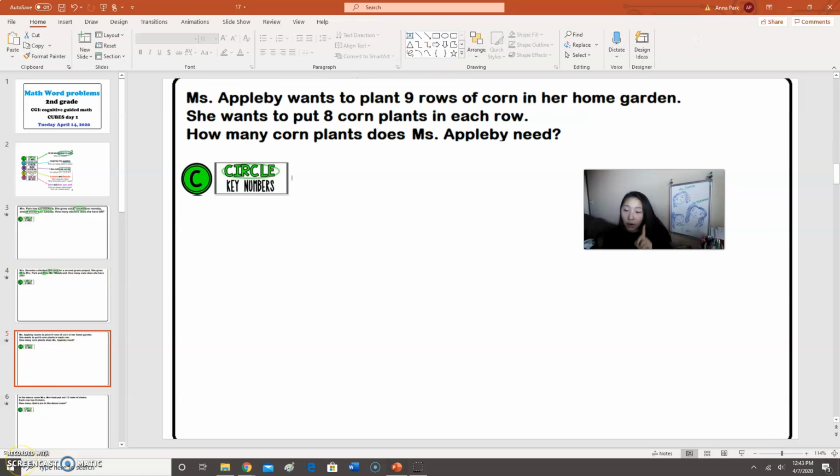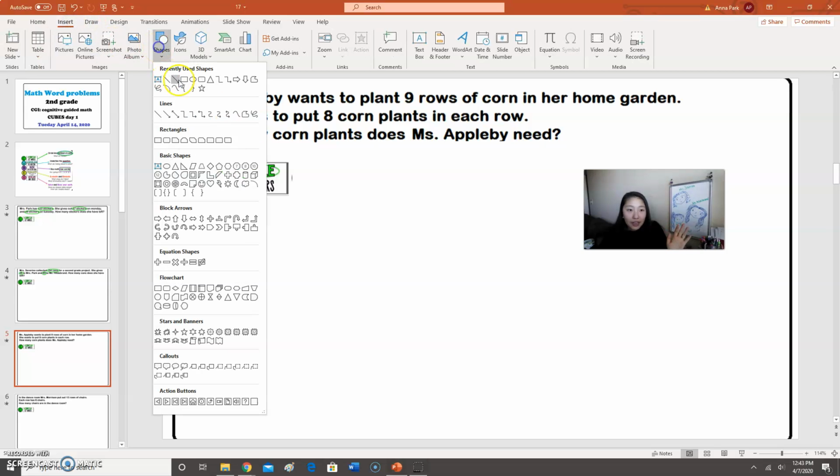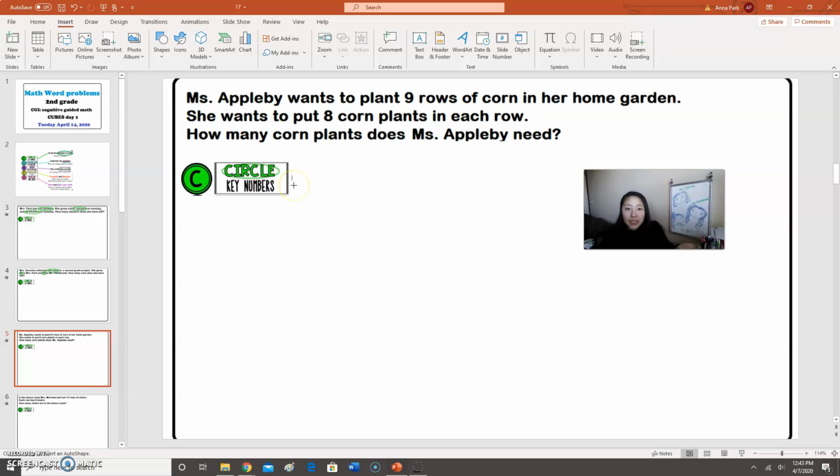Again, I want you to pause, read it to yourself so that we can figure out the numbers and the units that are important that we need to circle. Okay, so again, talk to me while you're going. And let me grab my tool. Miss Appleby wants to plant 9 rows of corn in her home garden. She wants to put 8 corn plants in each row. How many corn plants does Miss Appleby need?